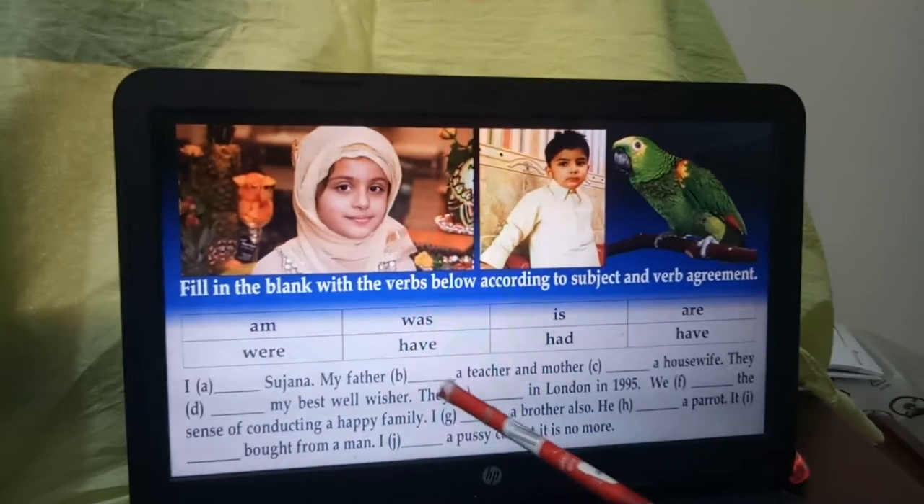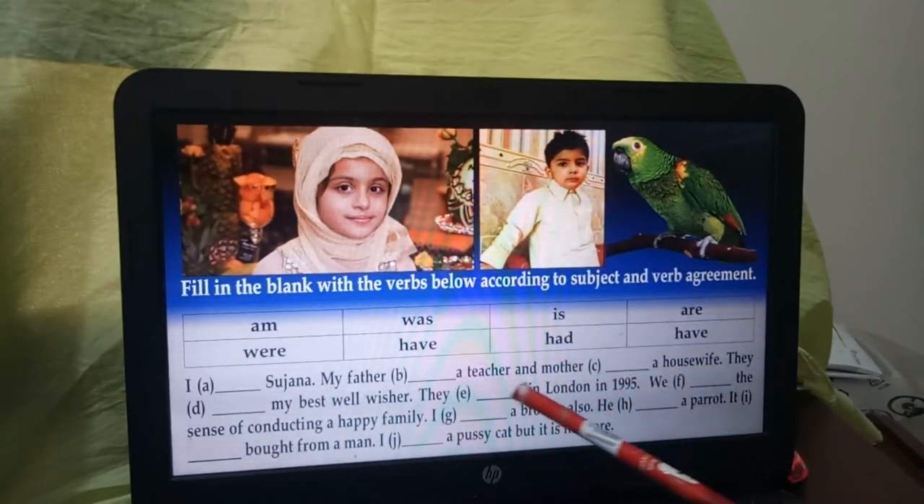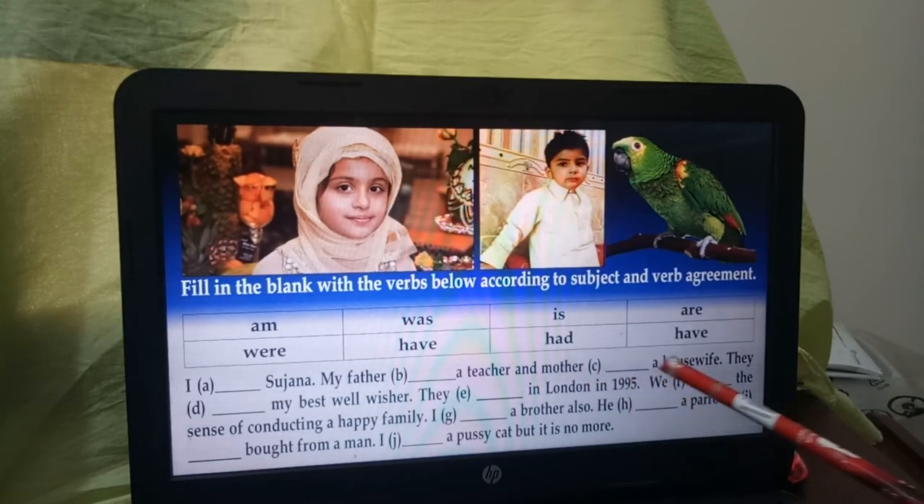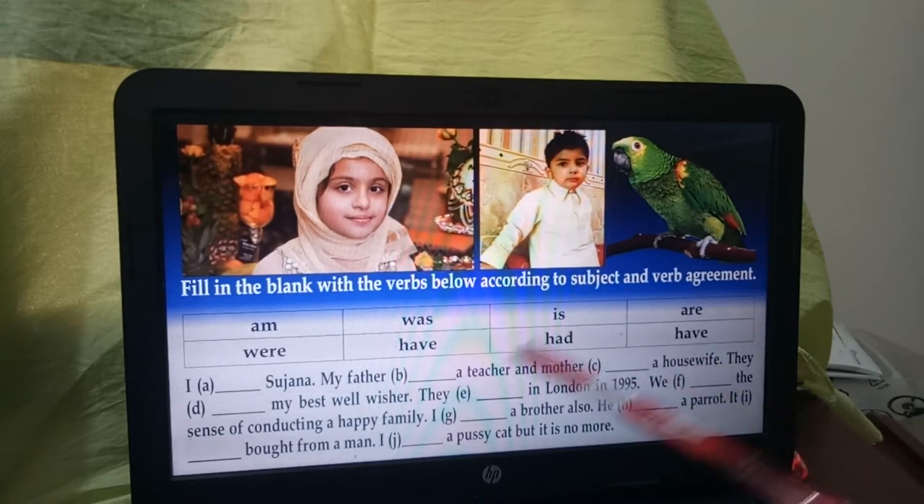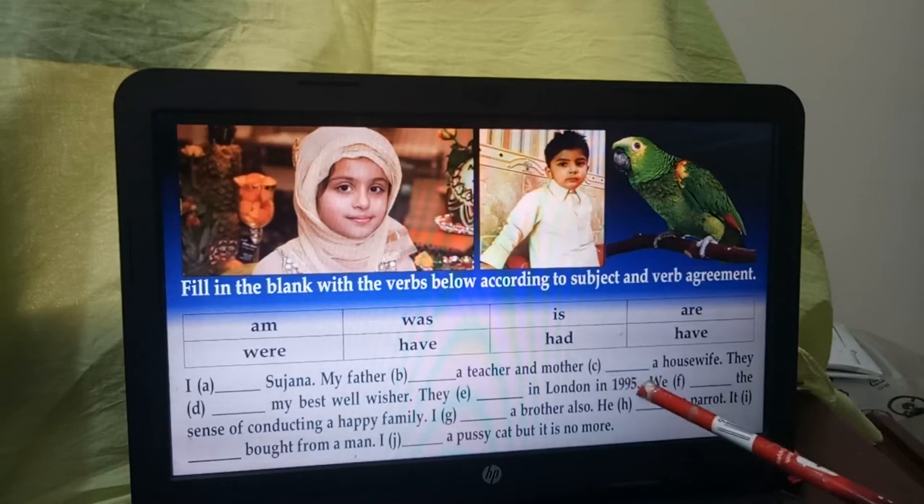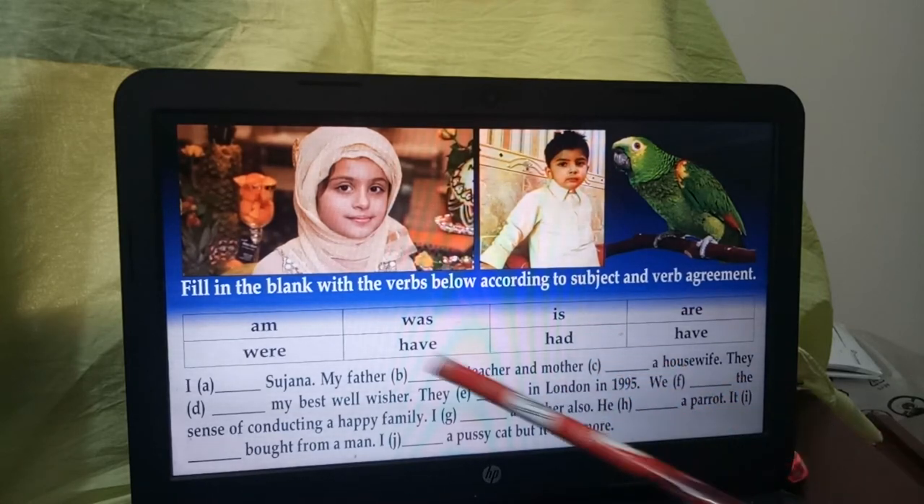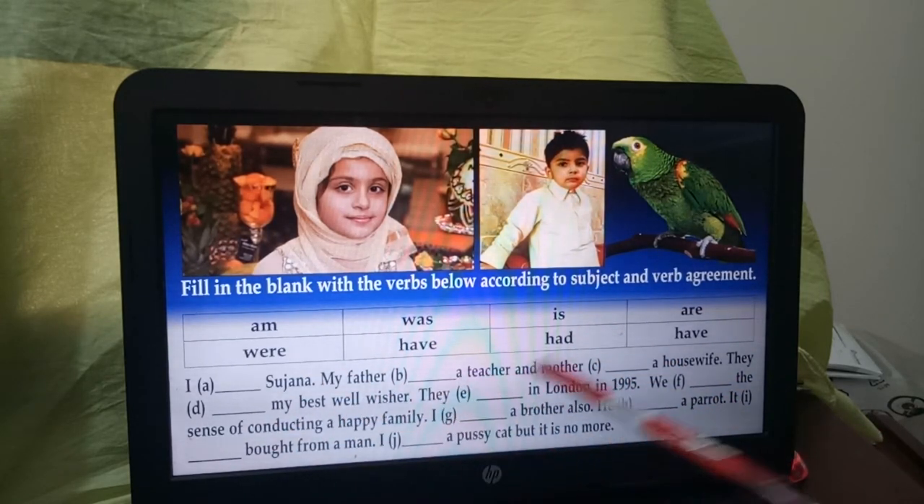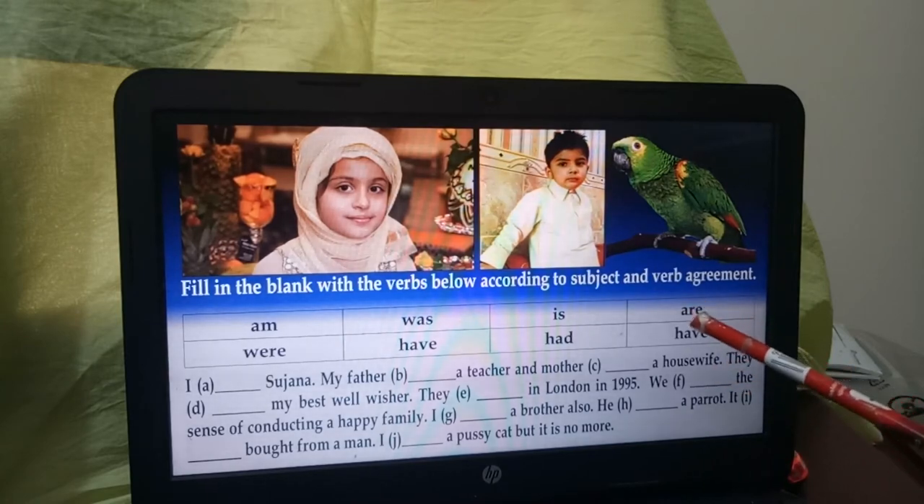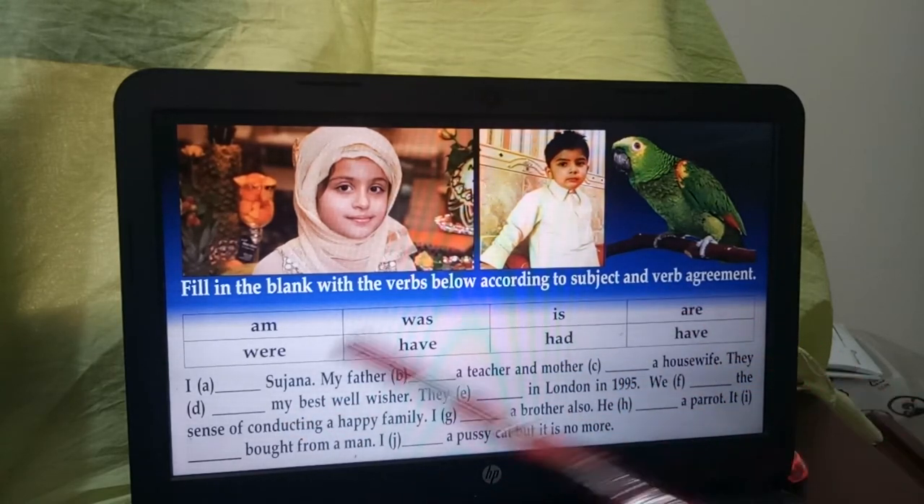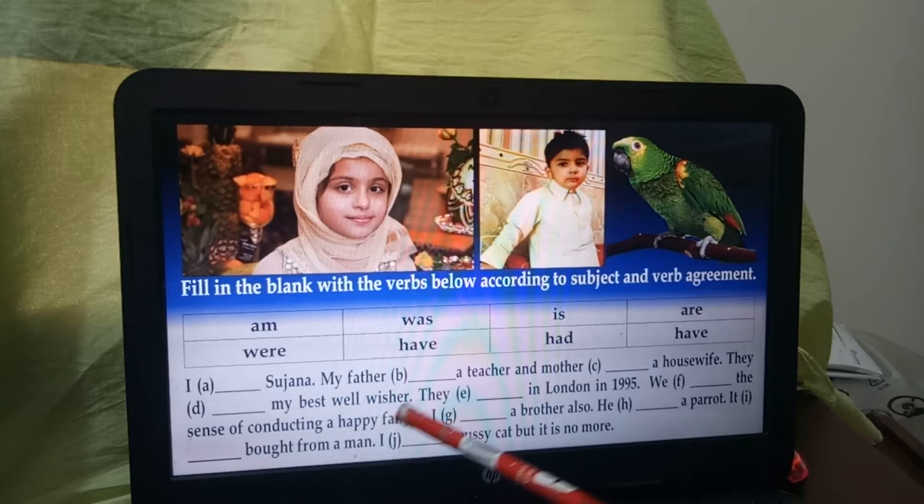I am Sujana. My father is a teacher. Mother is a housewife. Here is is used for the two. Father is a teacher, mother is a housewife. They are my best friends, while we share. They are plural. They are my best friends.